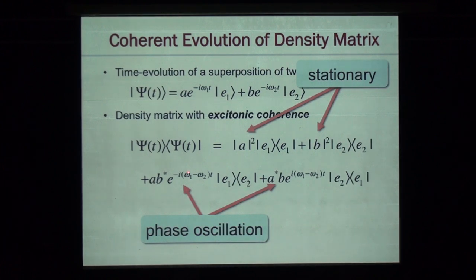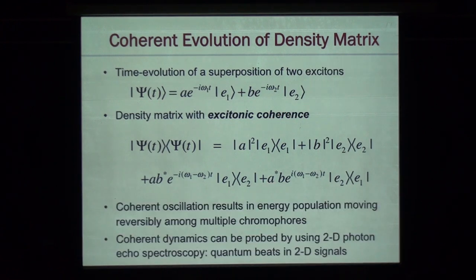That corresponds to the energy difference over the two excited states. This coherence effect or coherent oscillation will result in energy population moving reversibly, wave-like energy transfer in the system from one to the other. If you think of more physics setup, maybe you think about Rabi oscillation. This is something like that. And conventionally, this is very difficult to observe.